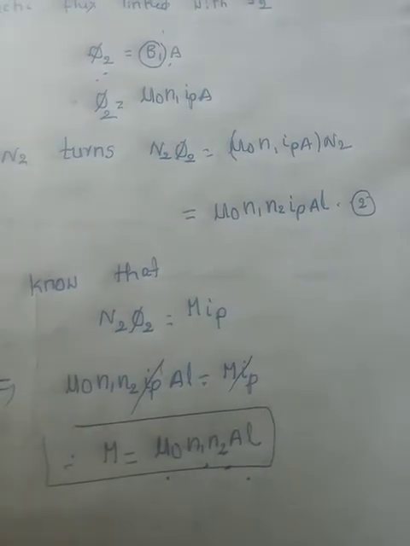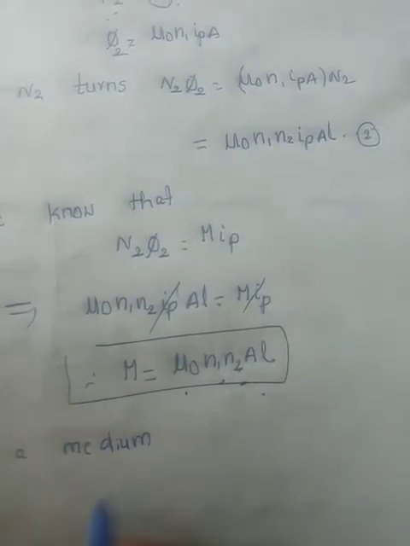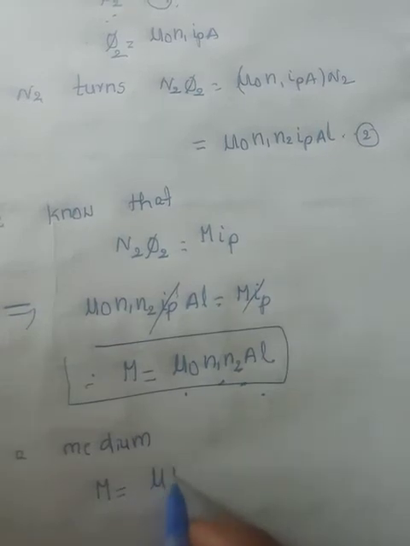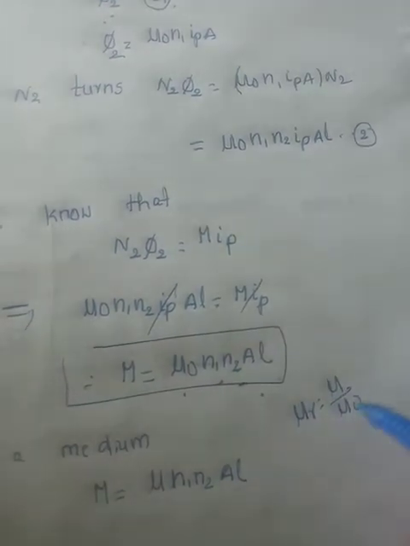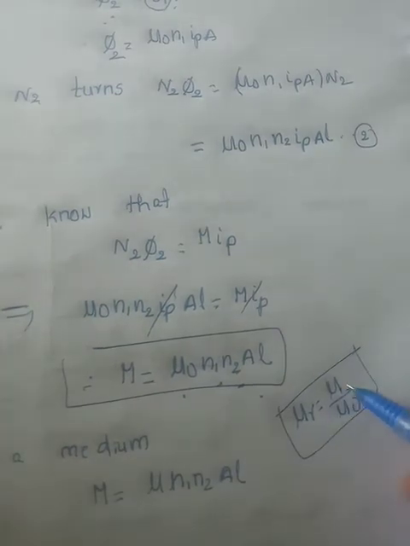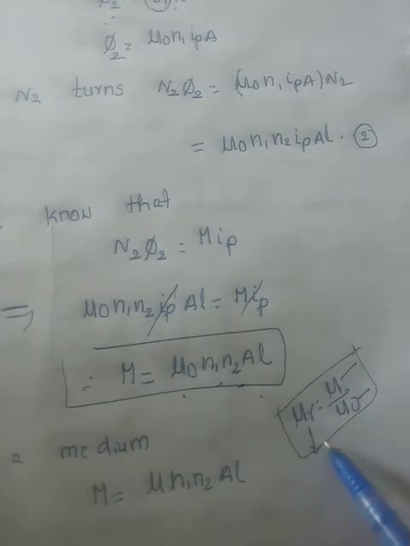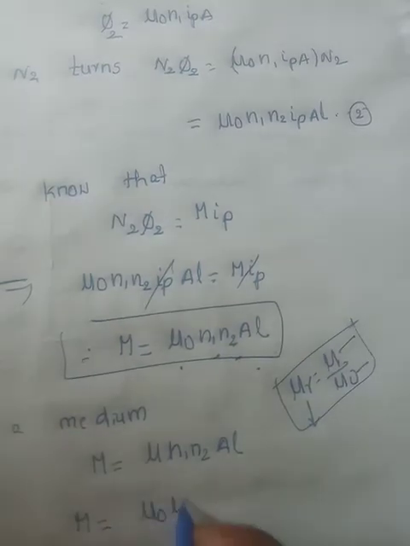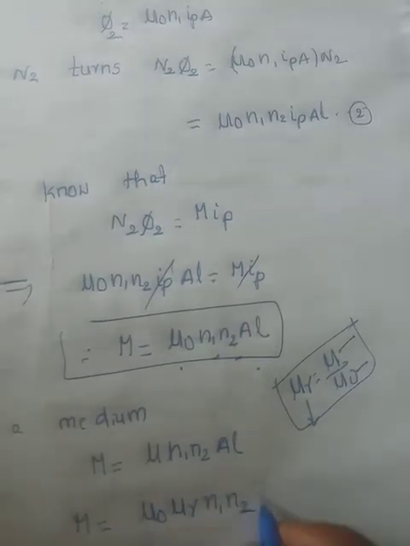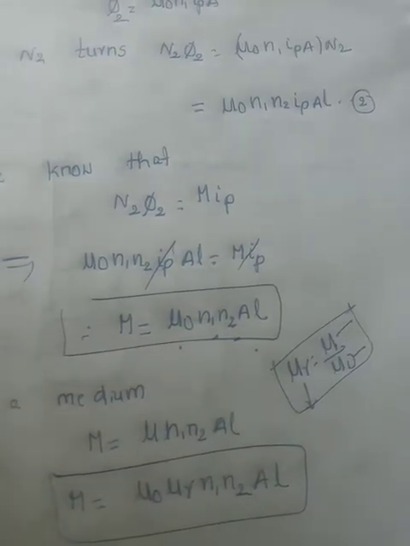For a medium, the formula can be written as M is equal to mu N1 N2 A by L. As we know, mu r is equal to mu by mu naught, the relation between the permeability of the medium, the permeability of free space and the relative permeability. From this, the formula can be written as M is equal to mu naught mu r N1 N2 A by L. So this is the formula for mutual inductance of two coaxial solenoids.